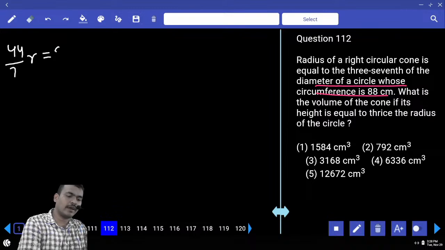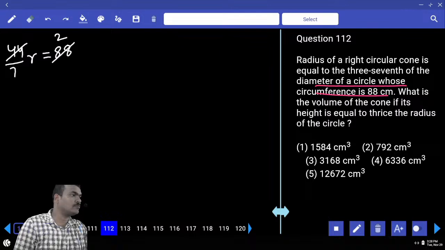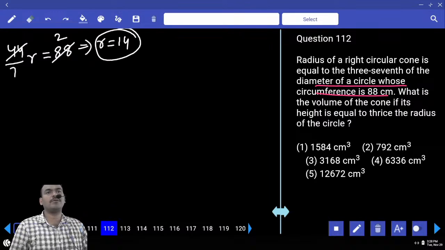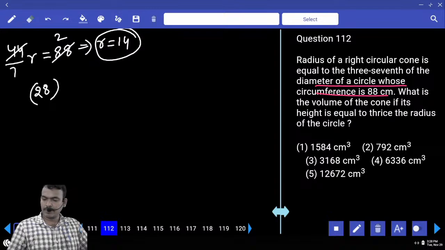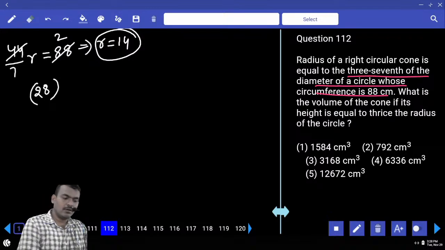That is equal to how much value? 88. 44 how many times? 2 times or not? What is the r value? 14. Radius is 14 or not? Radius 14 means diameter double or not? What is the diameter? 28. In this 28, how much fraction we need? 3 by 7. What is the 3 by 7 of 28?